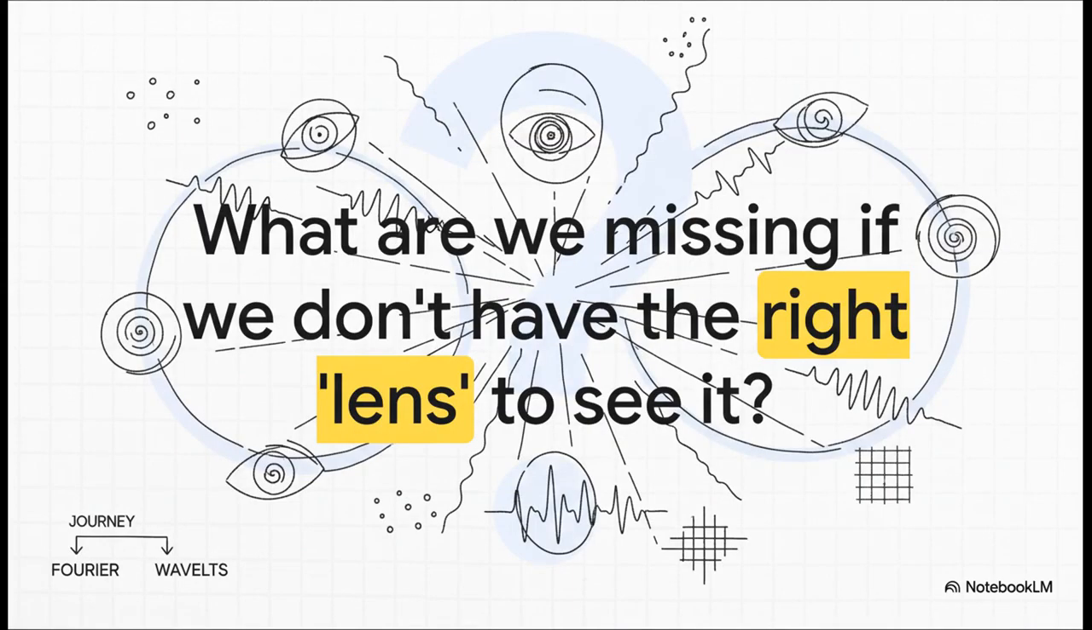And you know, this whole tour leaves us with a really fascinating final thought. The journey from Fourier to wavelets shows that sometimes the biggest breakthroughs don't come from finding new data, but from inventing a whole new lens to look at the data we already have. It really makes you wonder, doesn't it? What else are we missing right now, just because we don't have the right lens to see it yet?